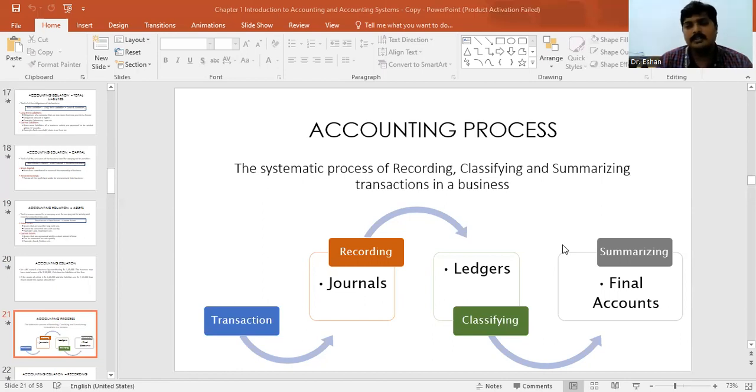The last one is summarizing, where you can find out the gross profit and loss of the company, whether we are in profit or loss, what our income level and expenditure level is, and what our asset and liability is. All those things we find out in the summarizing stage. So here the accounting process has transaction, recording, classifying, summarizing, where journals, ledger, and final accounts will be considered.